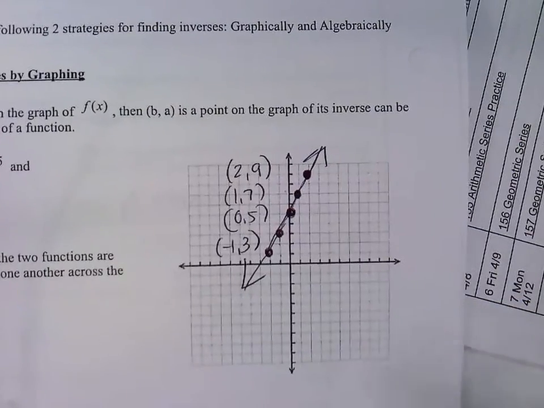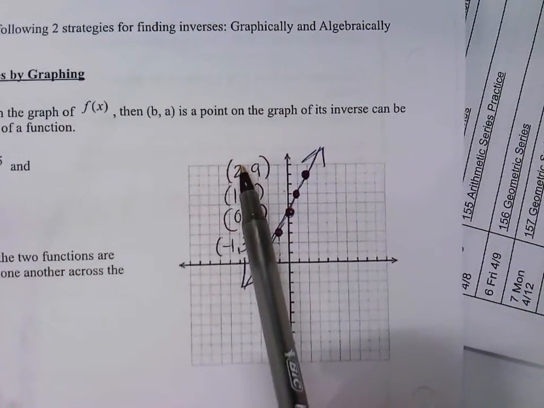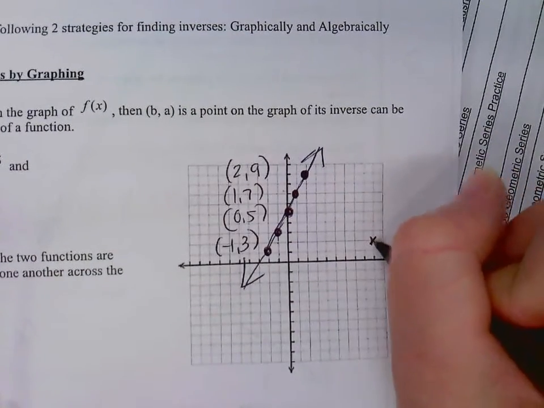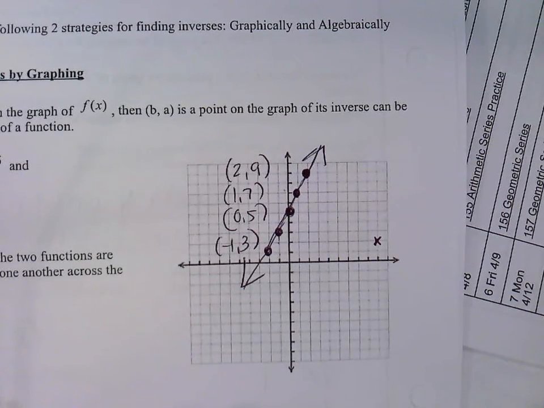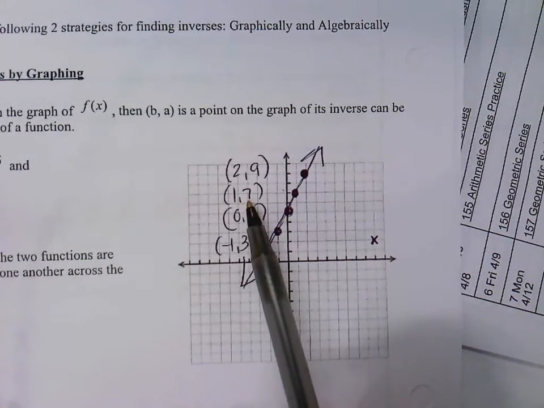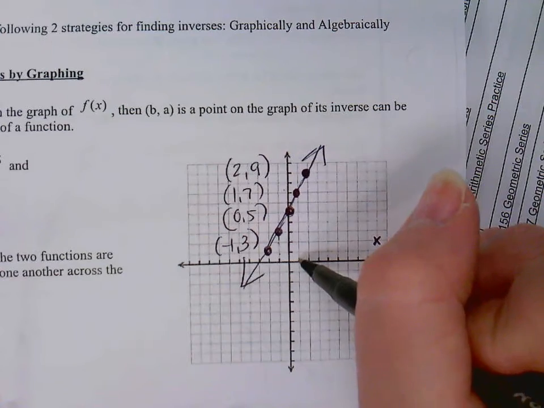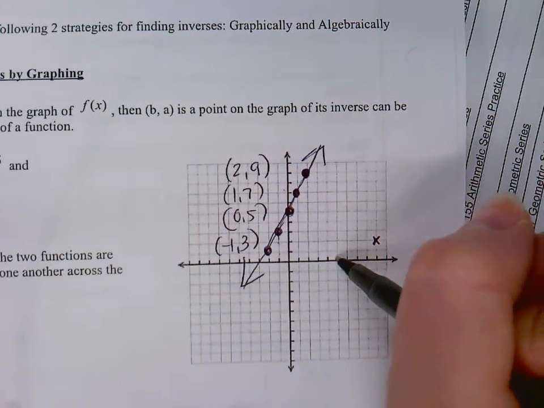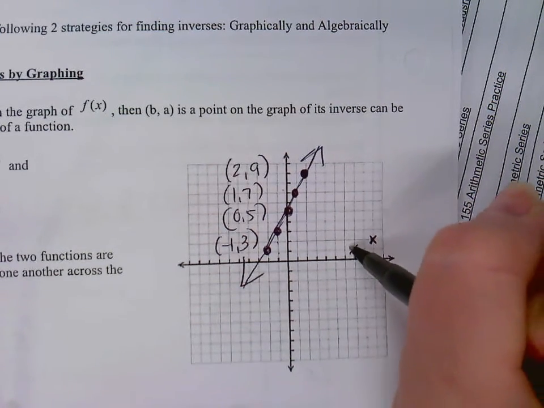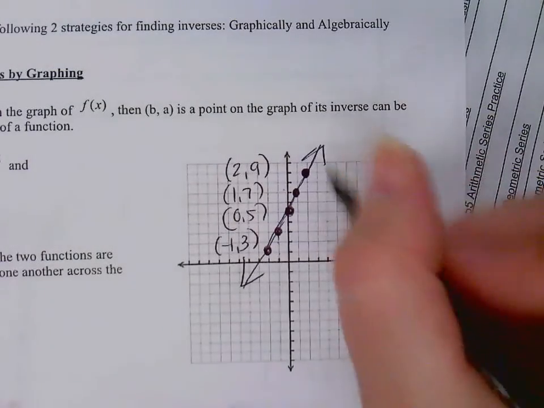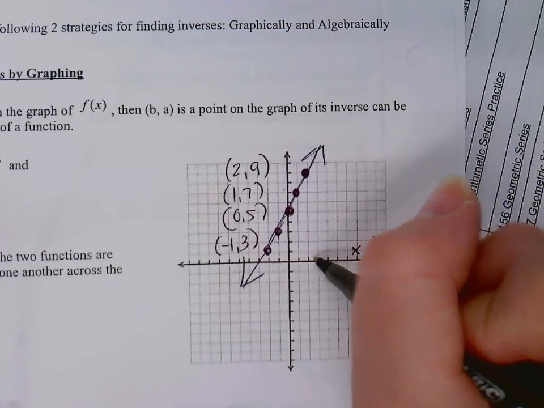All right. 2, 9 becomes 9, 2. There's my inverse. 1, 7 becomes 7, 1. 0, 5 becomes 5, 0.